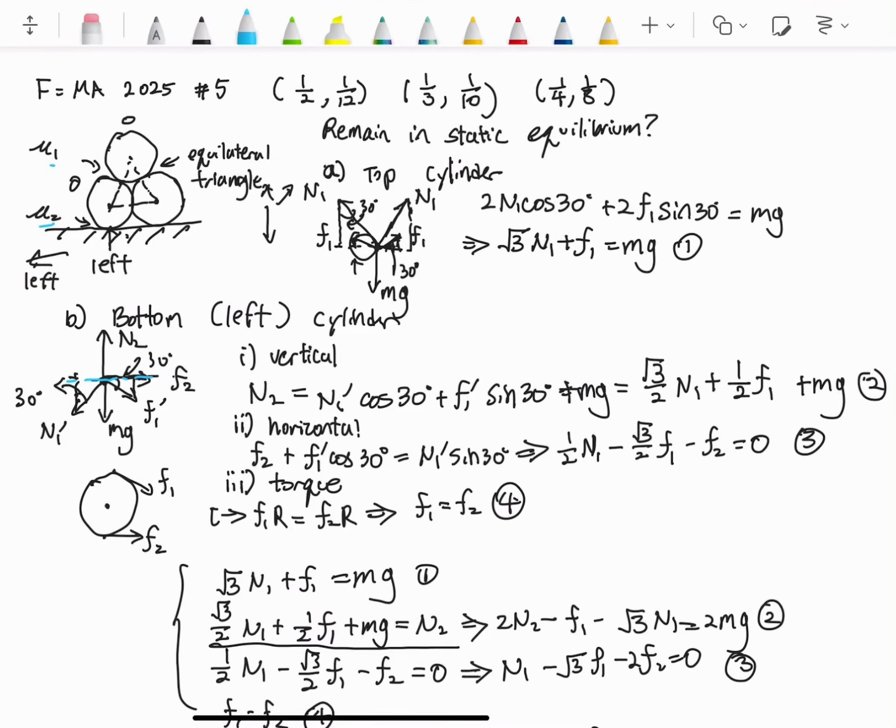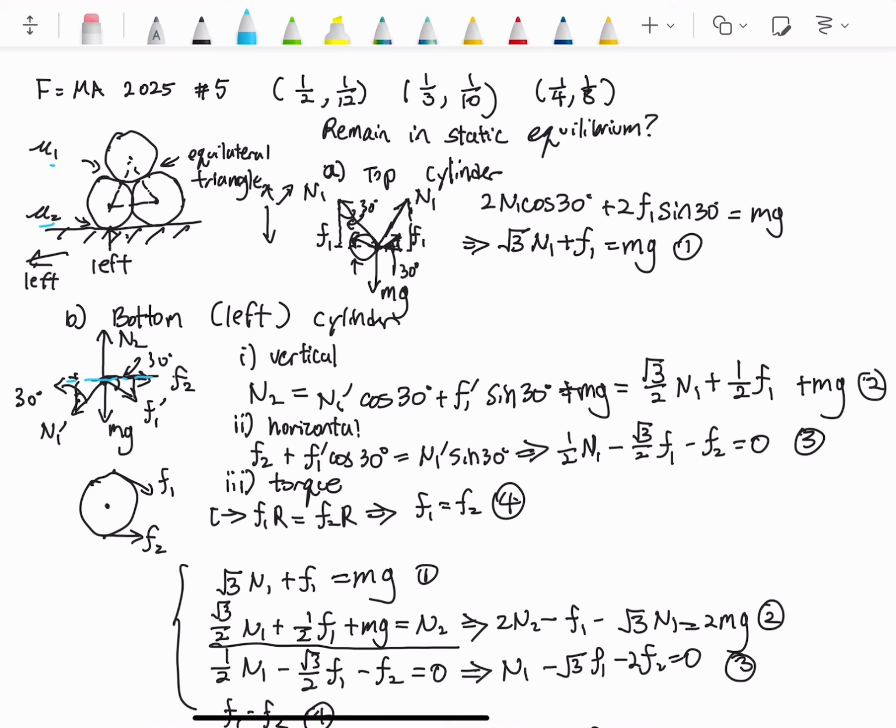Hey everyone, so today I'm going to be going over problem 5 for the 2025 F equals MA exam. Essentially, this problem tells you that there are 3 cylinders stacked on top of each other as shown here.